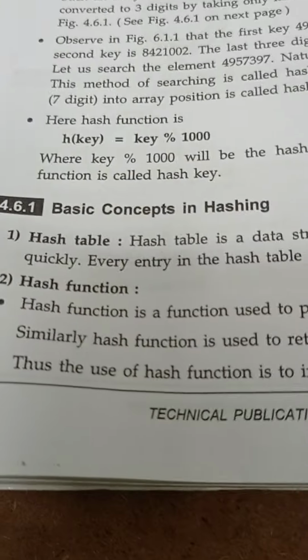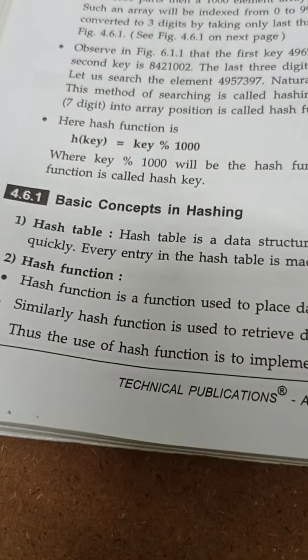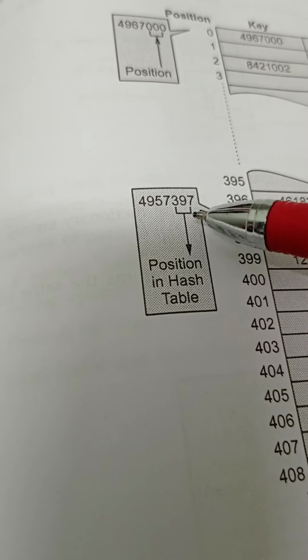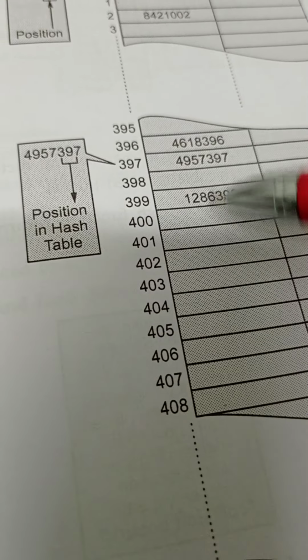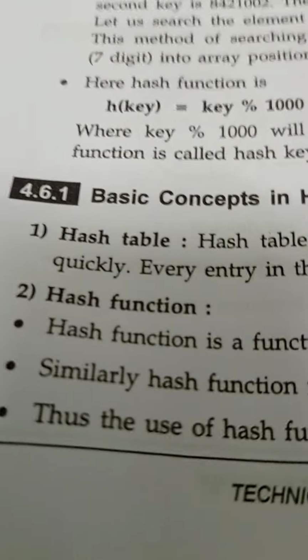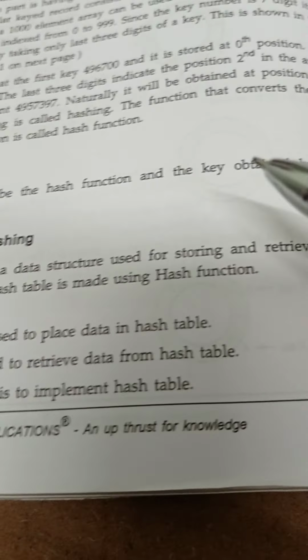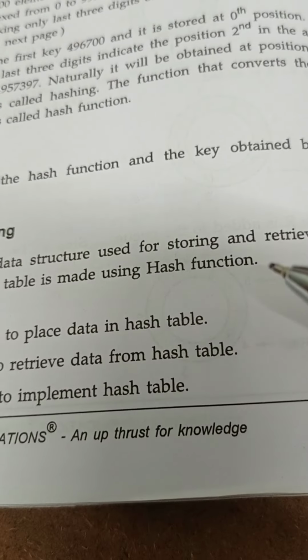Here in hashing, we come across many concepts. That is the hash table. A hash table is a data structure used for storing and retrieving data quickly. The hash table contains the addresses of the memory locations, so that we can access and store the data quickly. Every entry in the hash table is made using a hash function.